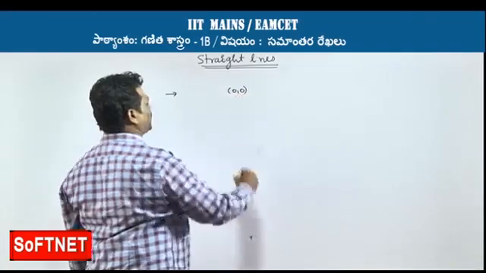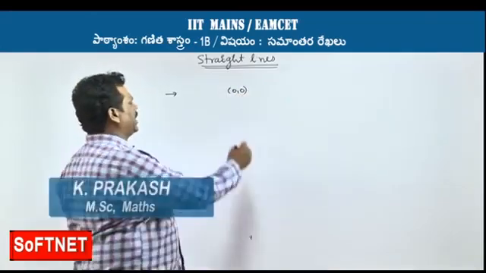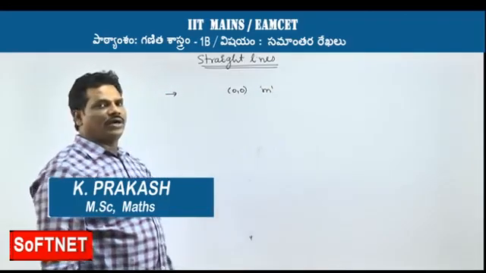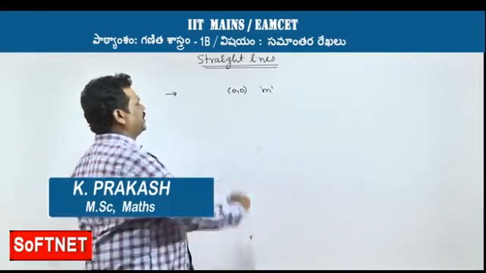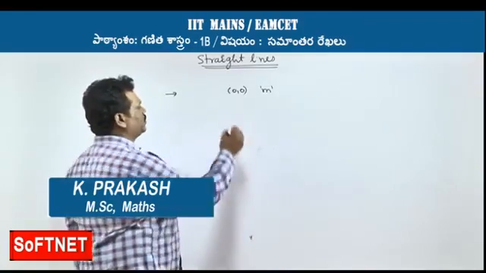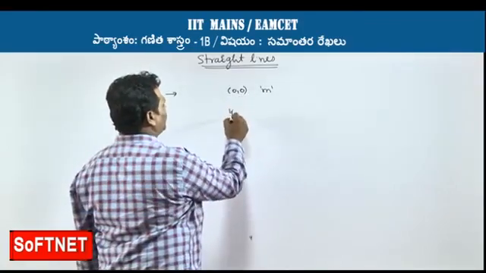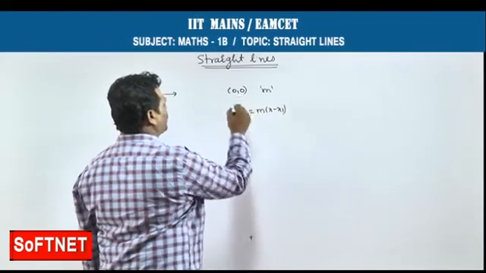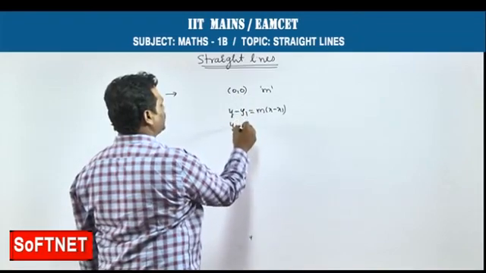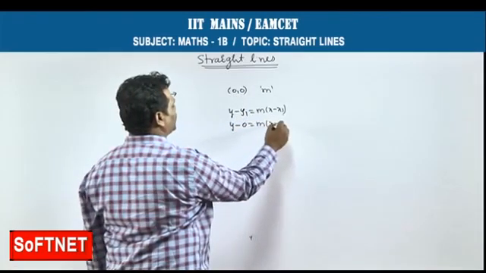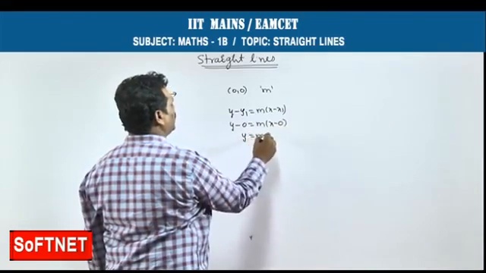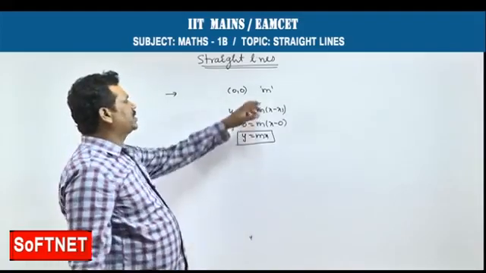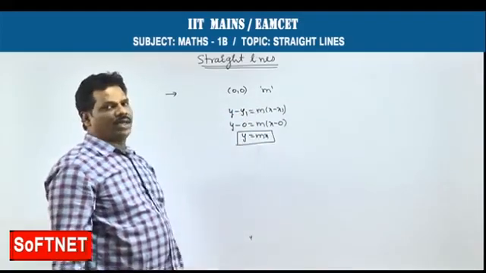Next point is the equation of the straight line passing through the origin. The equation of the straight line passing through the origin and having slope m is. We know that the equation of the straight line passing through P of x1 y1 and having slope m is y minus y1 equal to m into x minus x1. So it passes through the origin, means we can take y minus 0 equal to m into x minus 0. So here y is equal to mx. The equation of this straight line passing through the origin and having slope m is y is equal to mx.